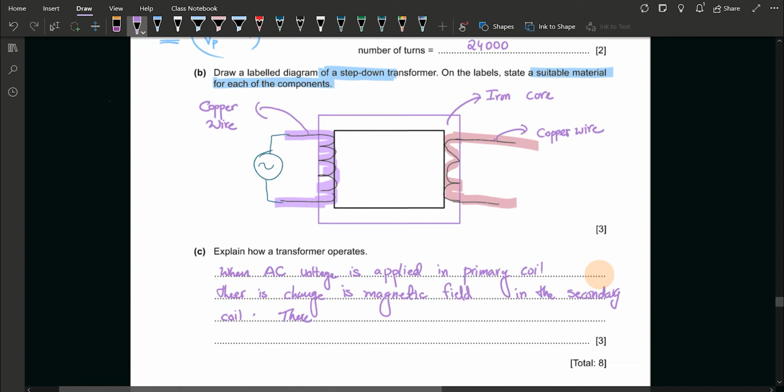Therefore, voltage is induced in secondary coil. And we are done with question number 9.